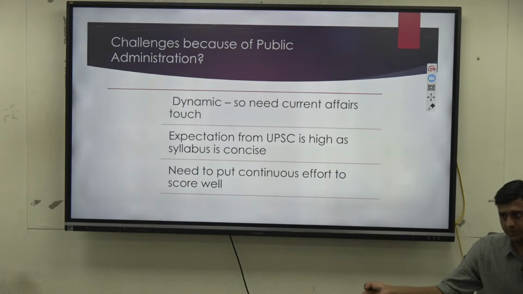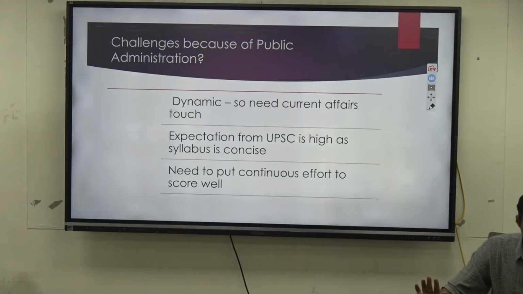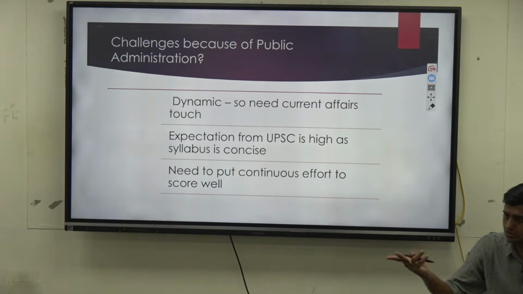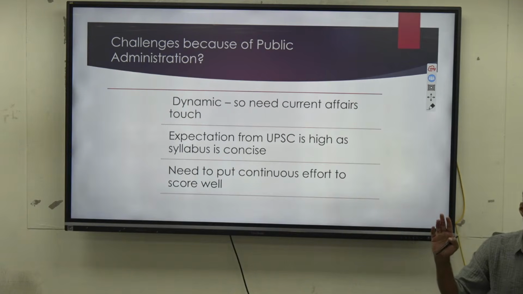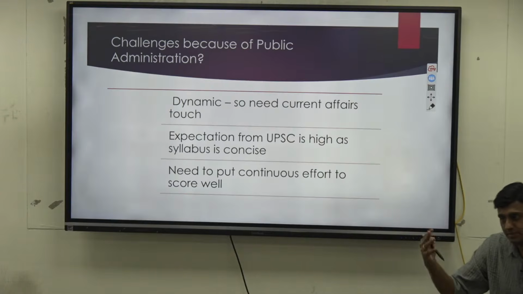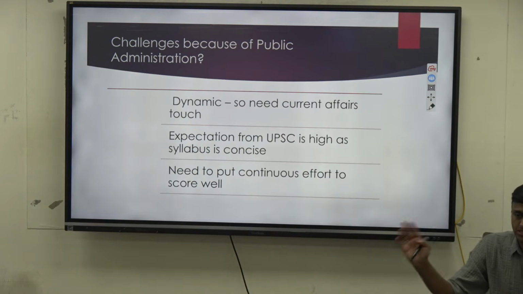Some overlap will also be there, as I told, syllabus-wise. Some advantage is also there: the syllabus is concise, anybody can take it. Easily you can make short notes, easily you can revise. It will help a lot in your GS, same examples you can use. But the challenge is what? The challenge is dynamic. The challenge is that current affairs also you have to link. The challenge is interlinkages, a 360-degree view of the subject.